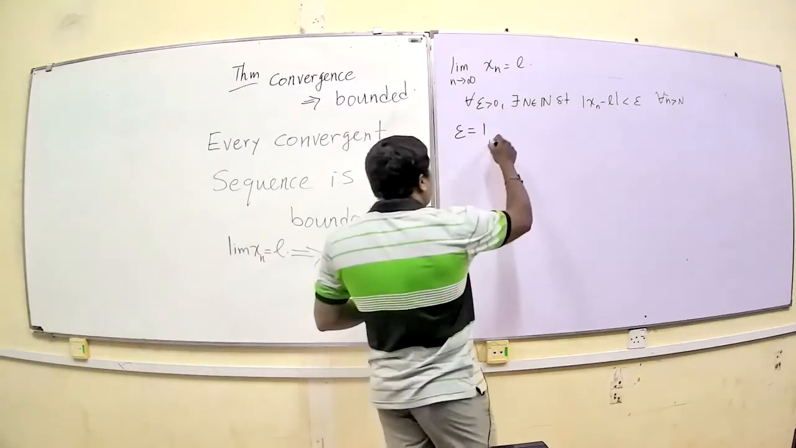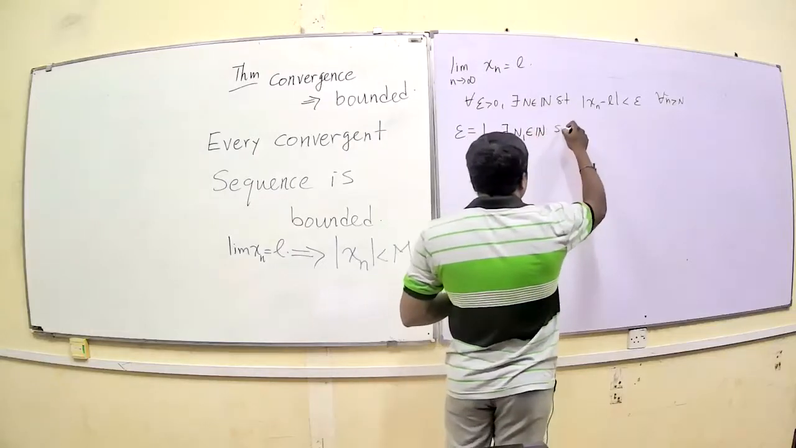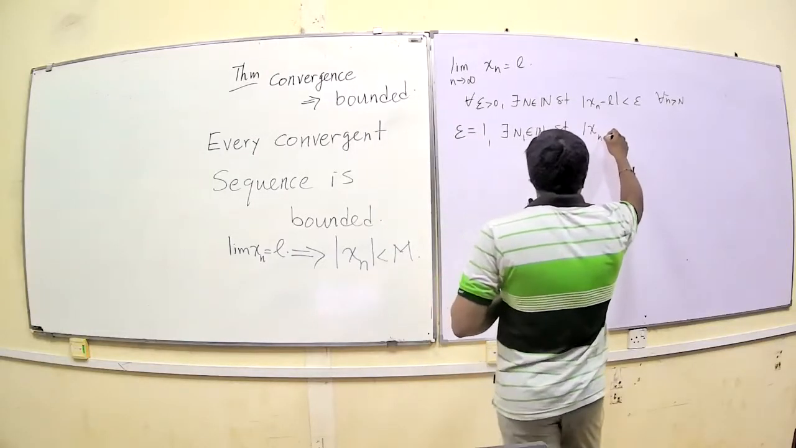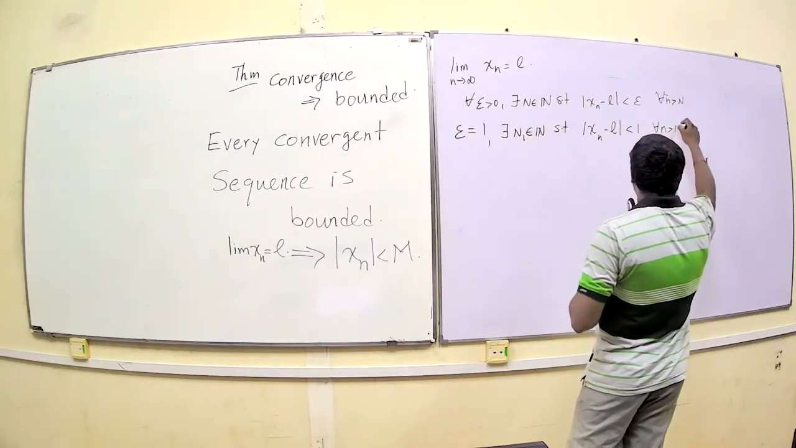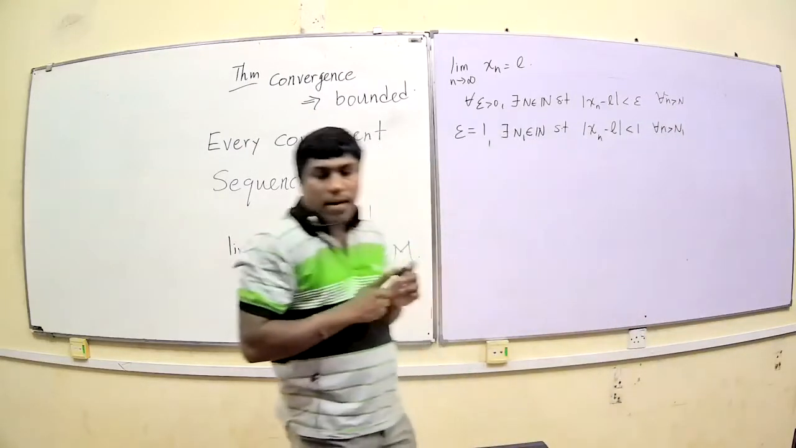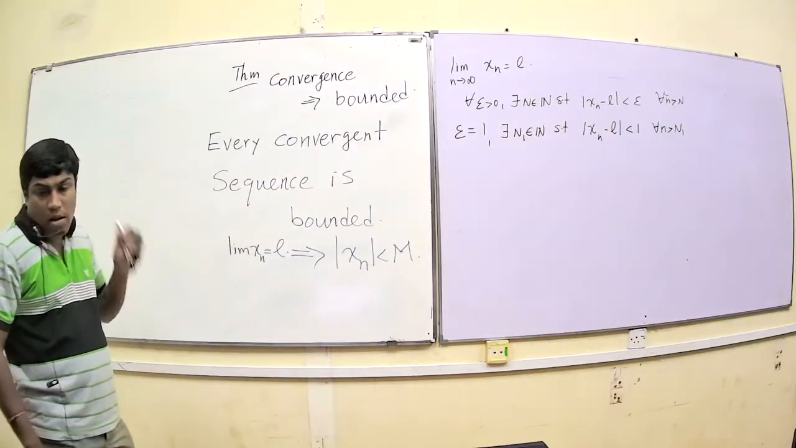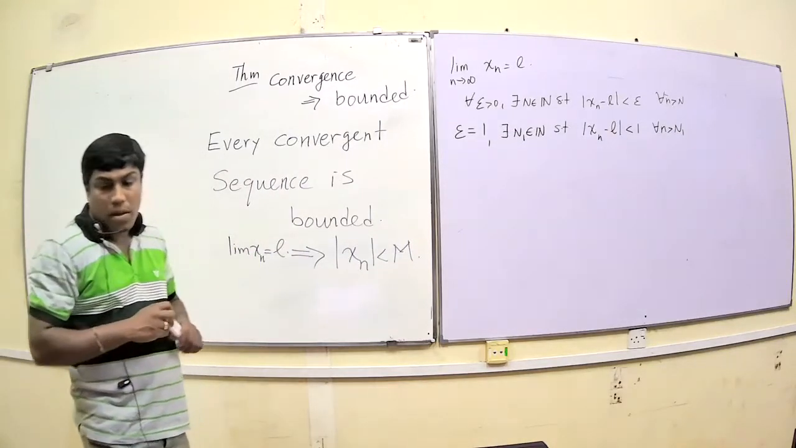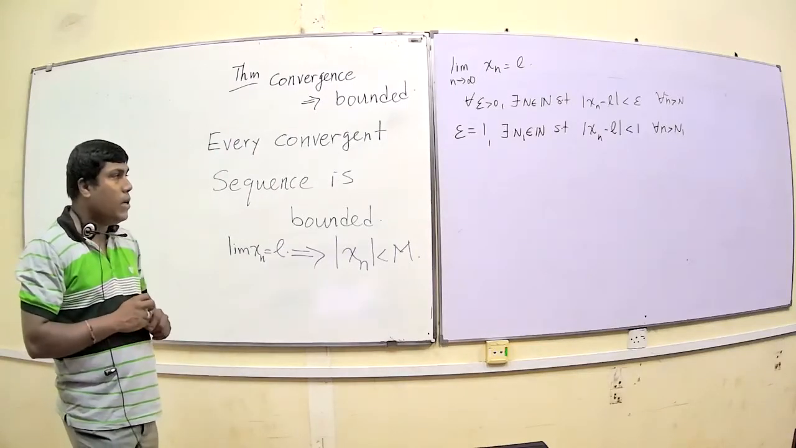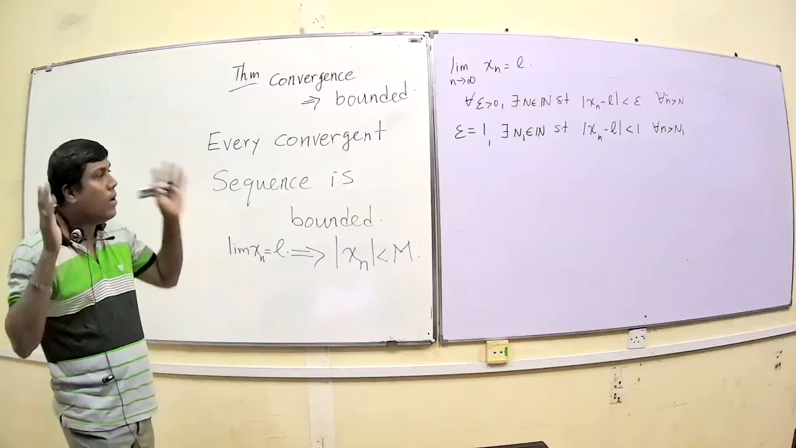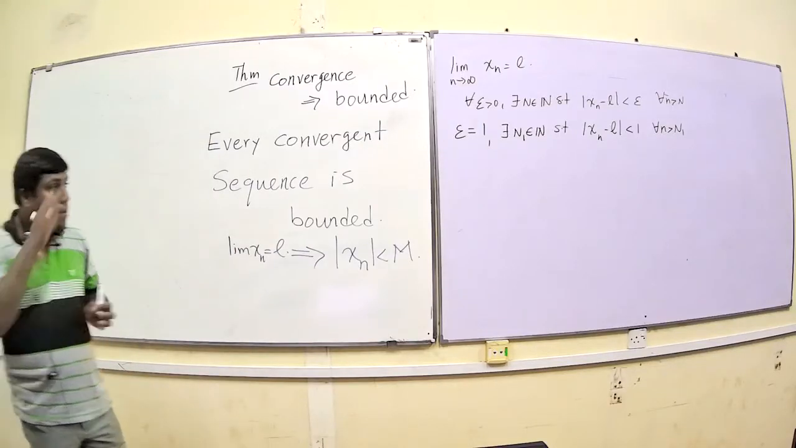Then there exists n1 belonging to the natural numbers such that |xn minus L| is less than 1 for all n greater than n1. So when you put epsilon equal to 1, you have a fixed n1, so we can call it n1.